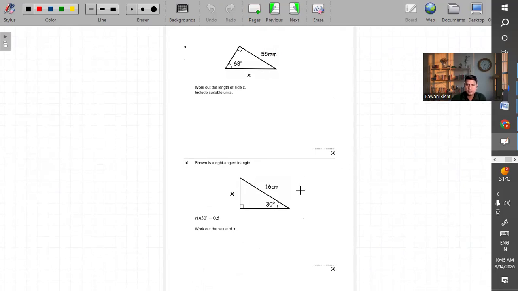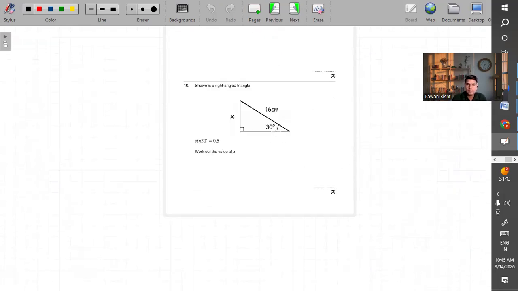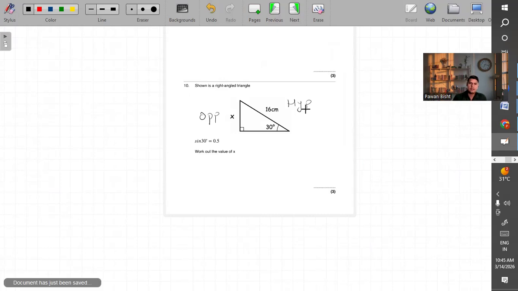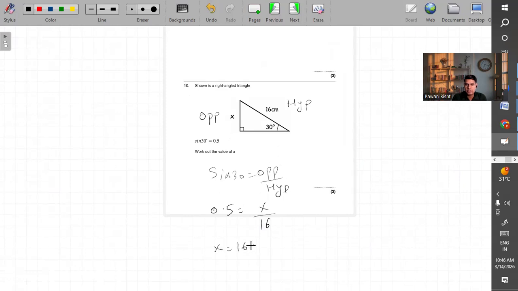Now let's see question number 10. This is 30. This will be opposite and this will be hypotenuse. One good thing is that the sine 30 value is already given to you, so they have made it very easy for you. Sine 30 is opposite over hypotenuse. What is the value of sine 30? It is given 0.5. Opposite is x and hypotenuse is 16. Cross multiply, x is equal to 16 times 0.5. So the answer is 8 centimeter. Clear?